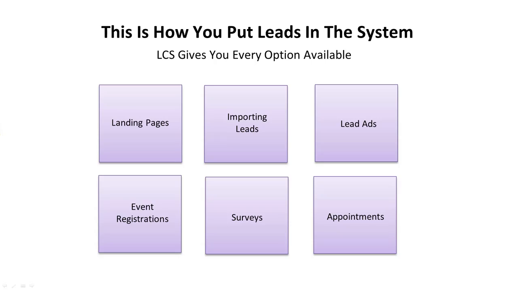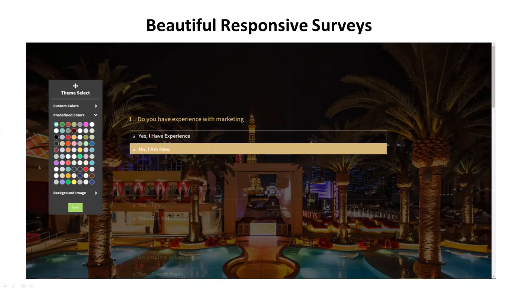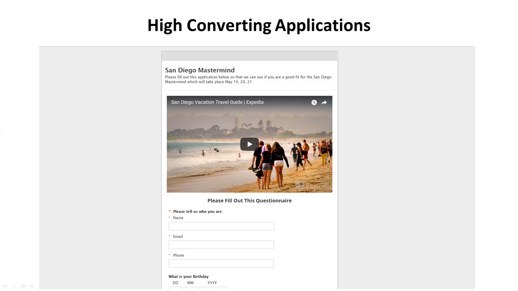So the lead conversion system actually has these modules inside of the system. The first thing is you can create beautiful responsive surveys, just like you see there on the screen. You can change out that background image. We have predefined colors. There's all kinds of cool stuff you can do with this survey. We also have high converting applications. This application format right here made me so much money that I went and added it to our system. And you can place videos and logos and titles and whatever it is you want to do.